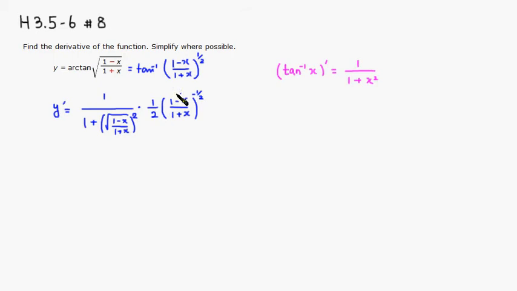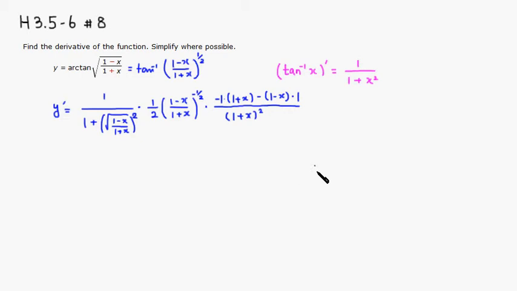Then multiply by the derivative of the inside function. So it's another chain rule, and that's a quotient rule there. Square the bottom, 1 plus x squared. Then the derivative of the top is negative 1 times the bottom, 1 plus x, minus the top, 1 minus x, times the derivative of the bottom, which is 1. So we have that.